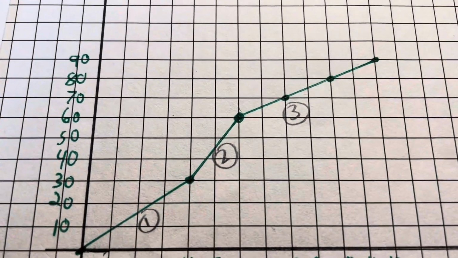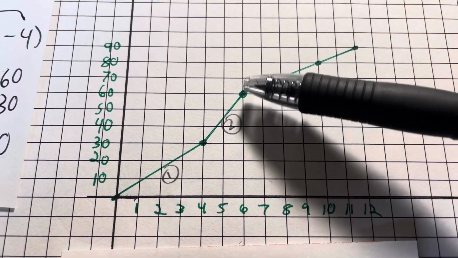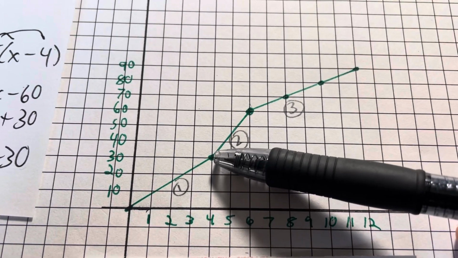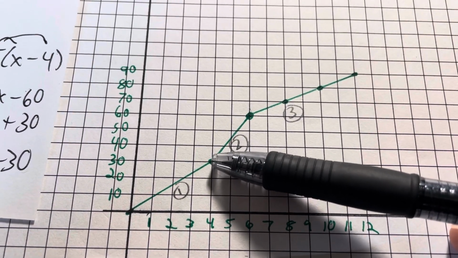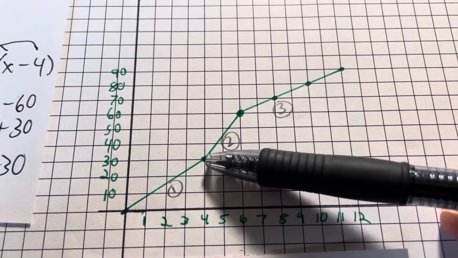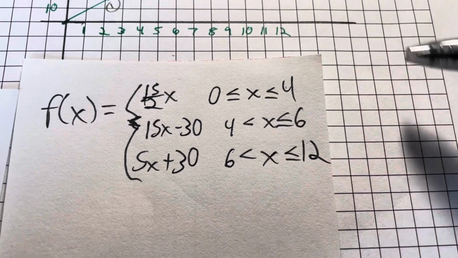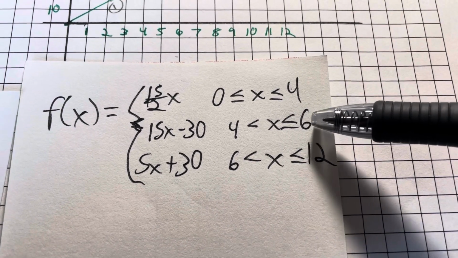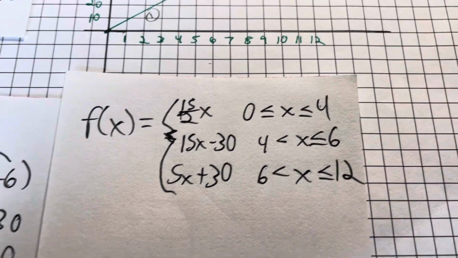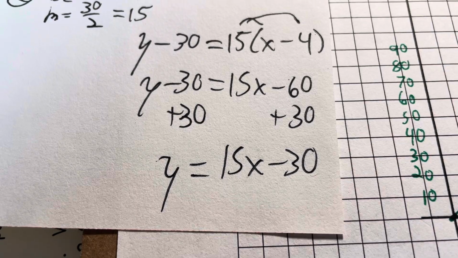Then I did equation number 2. Notice it starts at 4 and stops at 6. But since I already had that point taken care of with the first equation, I can kind of treat it like it's an open dot, even though they overlap each other right there. They actually touch the same point. I put 4 with no equal to sign or a parenthesis if it was in interval notation. And then 6. It starts at 4, it ends at 6. That was my second equation I found, 15x minus 30.